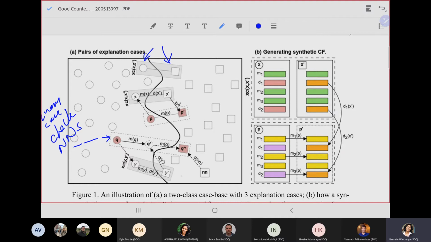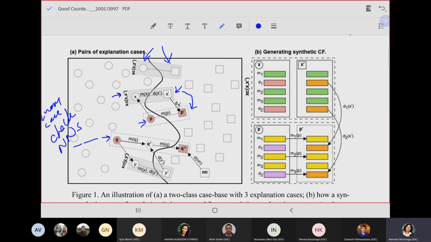and another one, explanation case Y and Y prime here. So what they are saying is, if you want to find a generated explanation for a case that doesn't have a counterfactual, let's take a particular case, for example this P here. Let's find a similar case in the explanation case base. And because this gray one here has its counterfactual, let's use that counterfactual to somehow generate a new counterfactual for P, because P doesn't have a counterfactual. How do we do that?